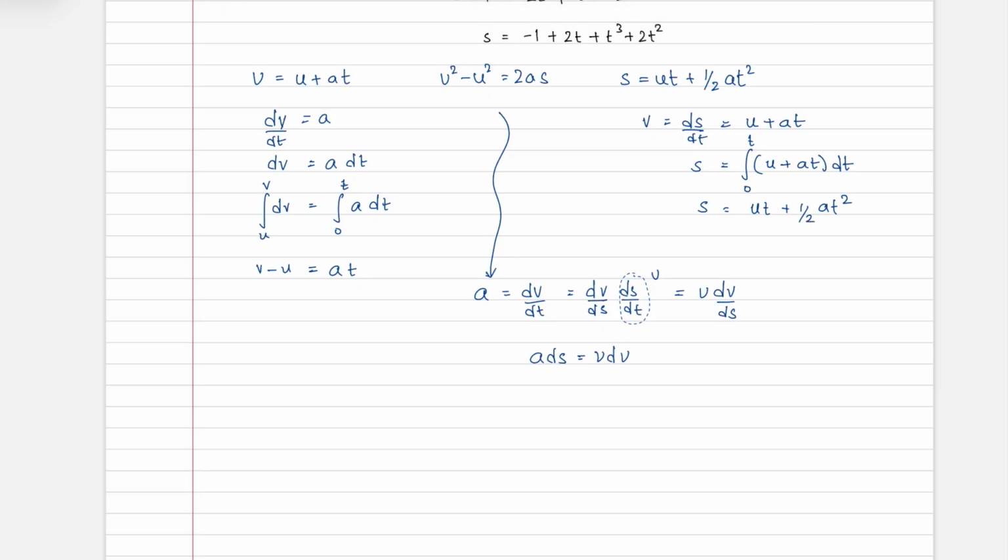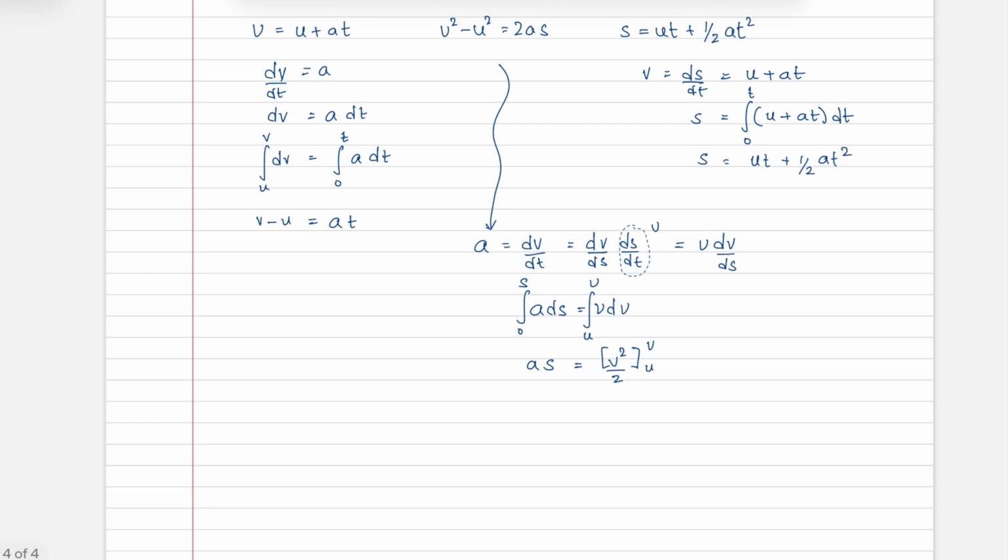Okay, so I just apply the chain rule to this using ds. So I have dv/ds times ds/dt. This here is a speed v at an instant, so there's essentially v dv/ds. And now if I were to do the integral, I have a ds. In this case, the integral is over the distance, so 0 to s, and v is from initial speed u to final speed v. This will give you v squared over 2 going from u to v. This here is a times s, or you will get v squared minus u squared is equal to 2as.